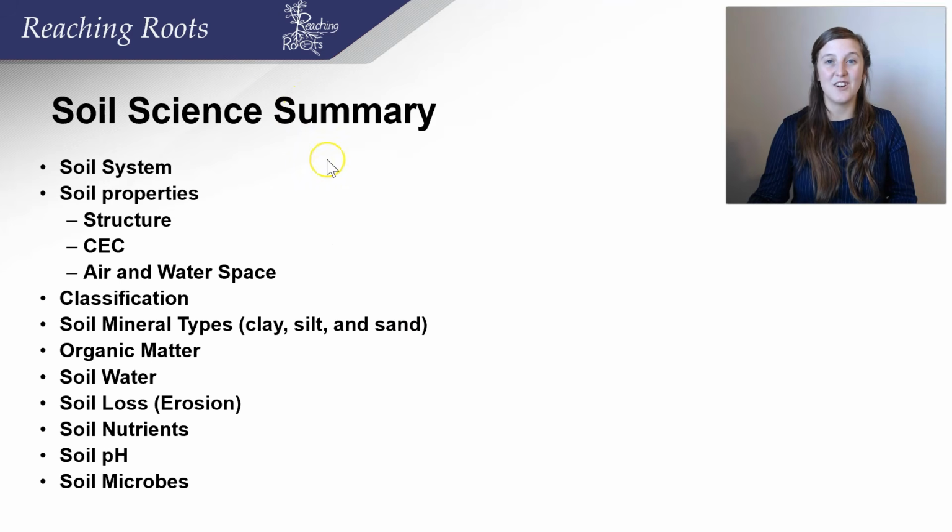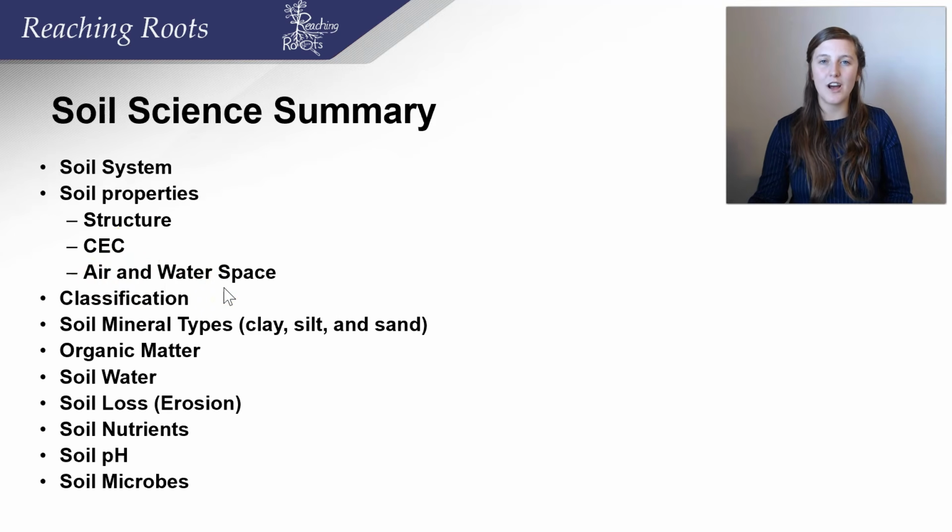Overall, today we covered a lot of important properties of soil. We talked about soil systems and how it's really important to keep the cycle moving. We also talked about cool soil properties such as structure, cation exchange capacity, and the importance of air and water space. We also talked about how to classify soils using the soil triangle. We talked about the different soil mineral types and that each one has its pros and cons, and that there's a combination called loam that makes the best soil for most plants.